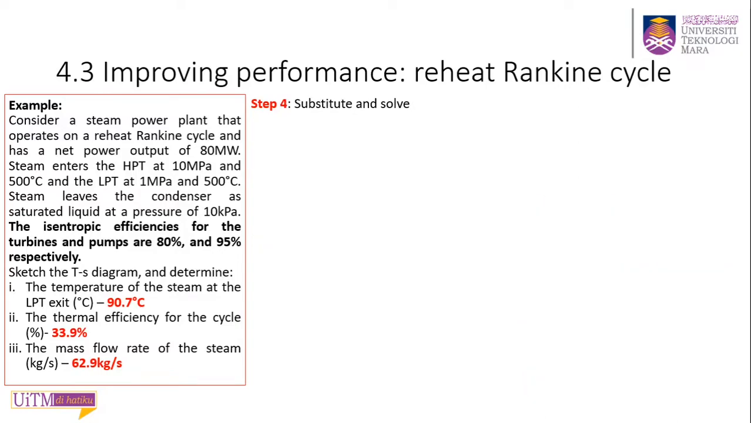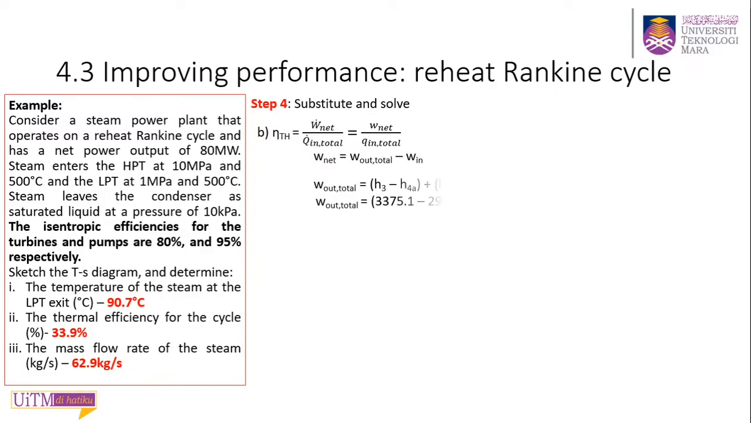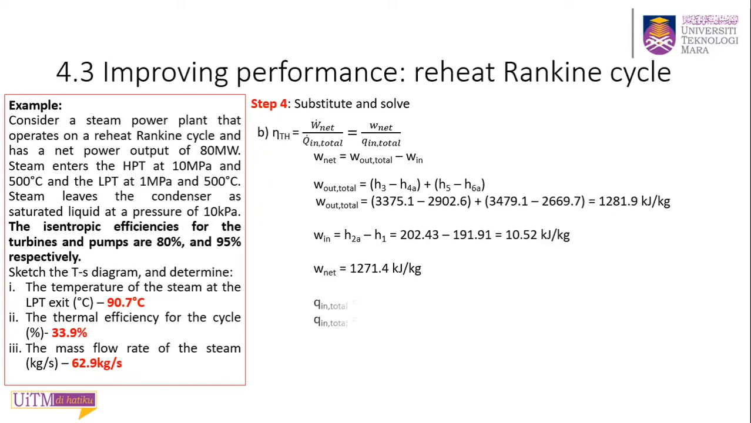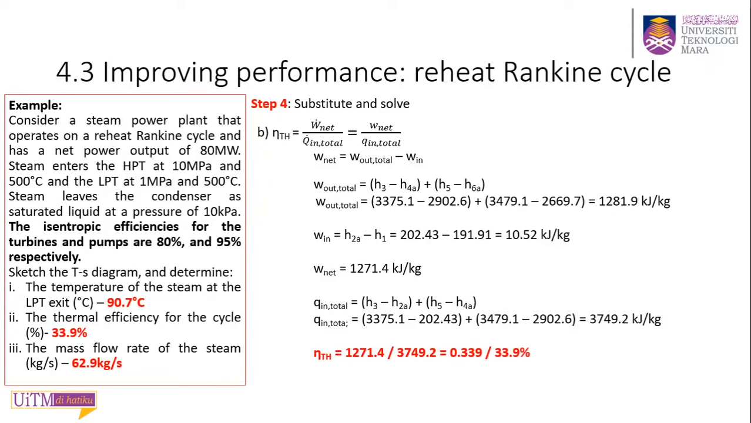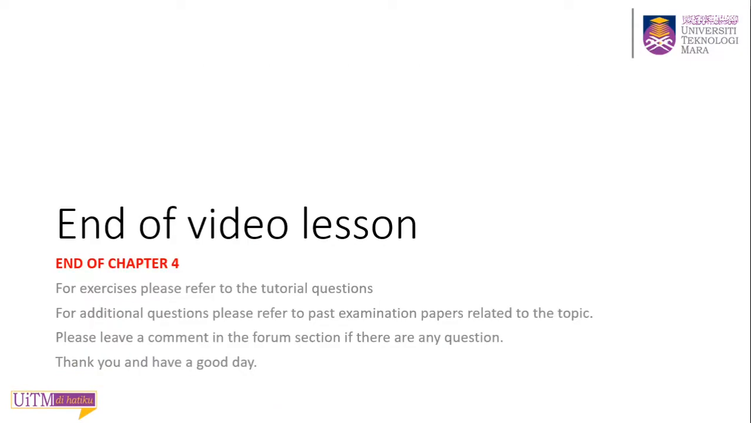For step 4, substitute and solve for the remaining items. To solve for the thermal efficiency, make sure to calculate all the required parameters individually, and only then calculate the thermal efficiency for the cycle. To solve for the mass flow rate, simply substitute the required values into the equation and solve for the mass flow rate. Now we have come to the end of this video lesson and also the end of chapter 4.